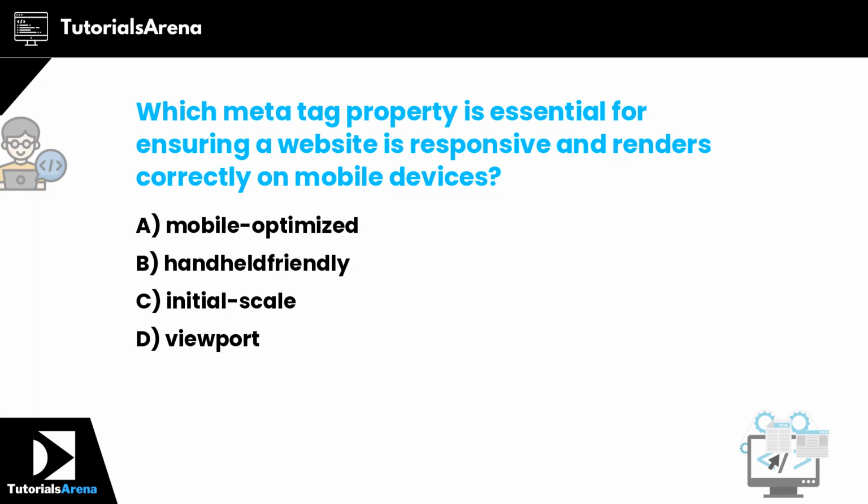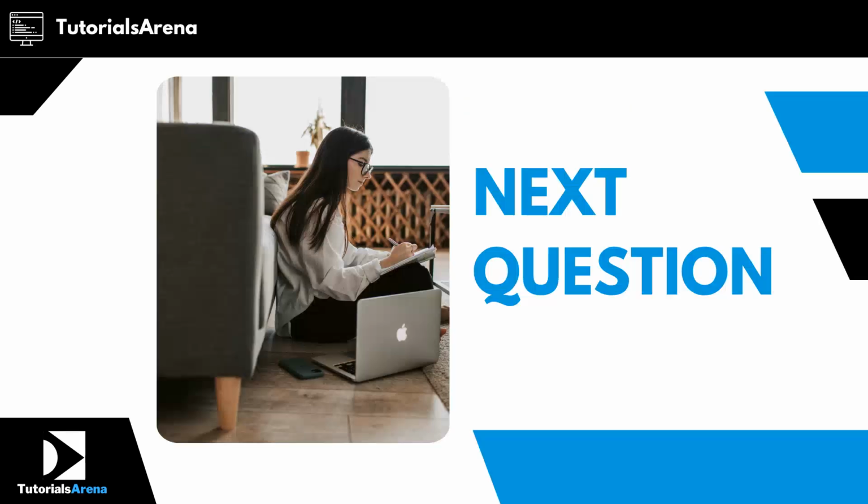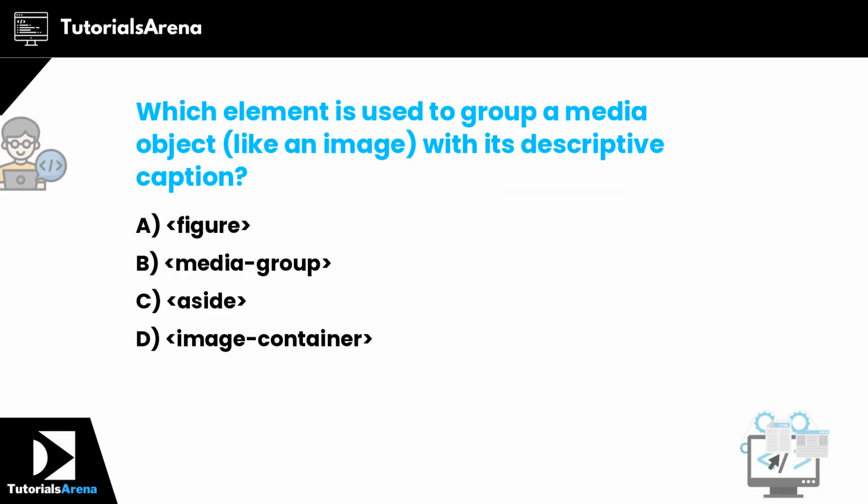Which meta tag property is essential for ensuring a website is responsive and renders correctly on mobile devices? The correct answer is option D, viewport. Which element is used to group a media object, like an image, with its descriptive caption? The correct answer is option A, figure.